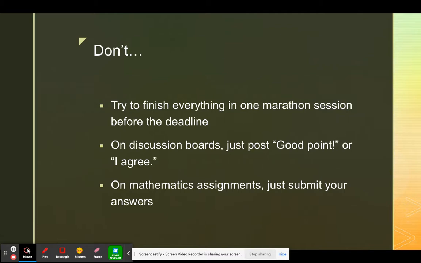Don't, on mathematics assignments, just submit your answers. Remember that the purpose of the mathematics assignments is to communicate your thinking. And so I'm not interested in just seeing what the answer is that you found. I want to know, how did you think about that particular task? How did you engage with the task? If you had trouble getting into the task, what did you do to get yourself oriented to the task? Those sorts of things.